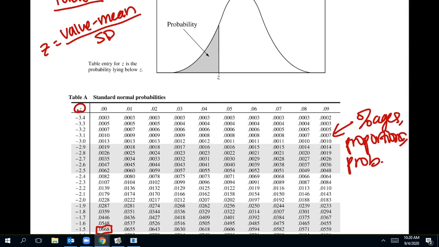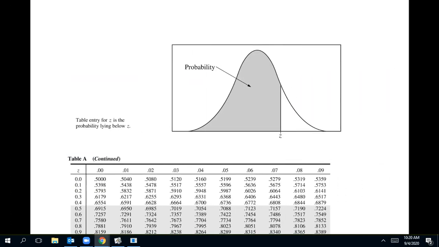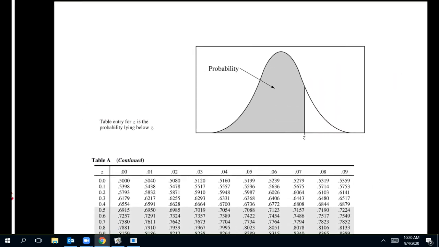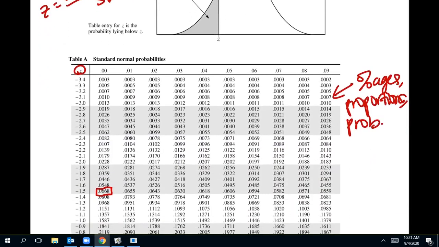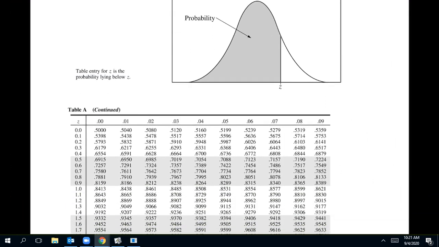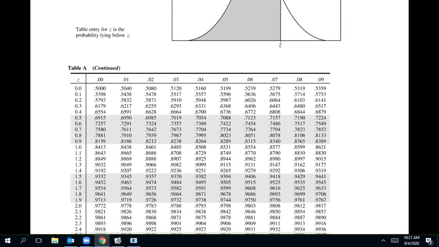I think it's yellow. So what we're looking for is 0.65. So this time I'm going to find 0.65. The first page is negative. The second page is positive. And so we're looking for 0.6 and then 5. So that would be this 0.7422. So you find the row that has the first digit, the tens digit, and then the column that's the hundredths that matches up. So 0.65. And we get 0.7422. Okay, so I'm going to write that down.